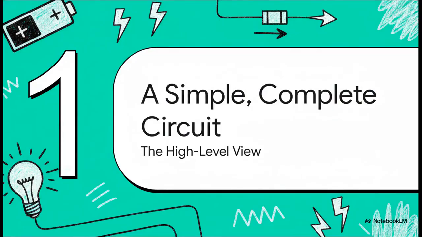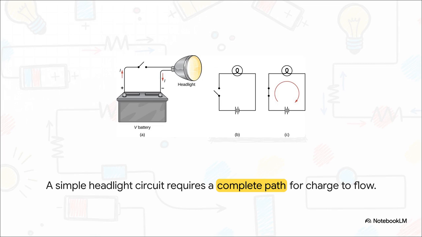Okay, let's start at the top with a basic complete circuit. Here we have something we're all familiar with: a battery, a switch, a headlight. You flip the switch, the light comes on. We see it every day. But what is actually happening inside those wires? What is this flow that's making that filament get white hot?